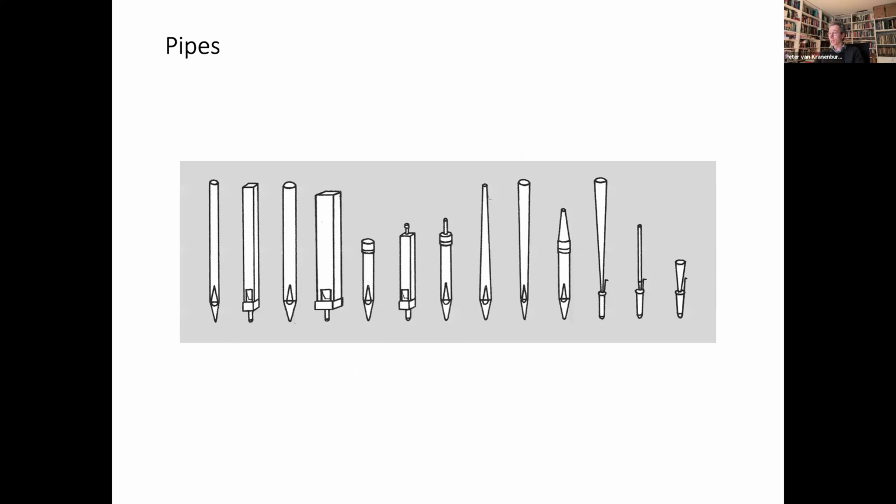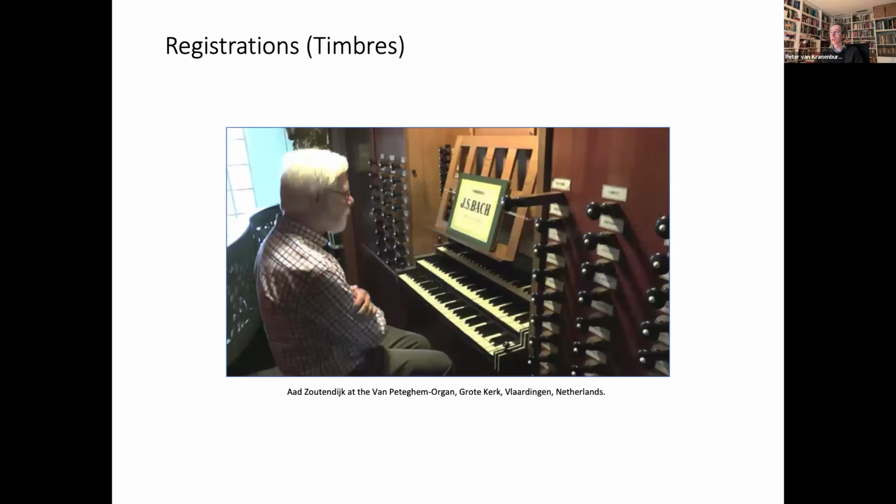And that is the tip of the iceberg. There's an enormous variety. By adjusting the shape, the diameter, the dimensions of all the parts of the pipe, it's possible to make a continuum of timbres, actually.